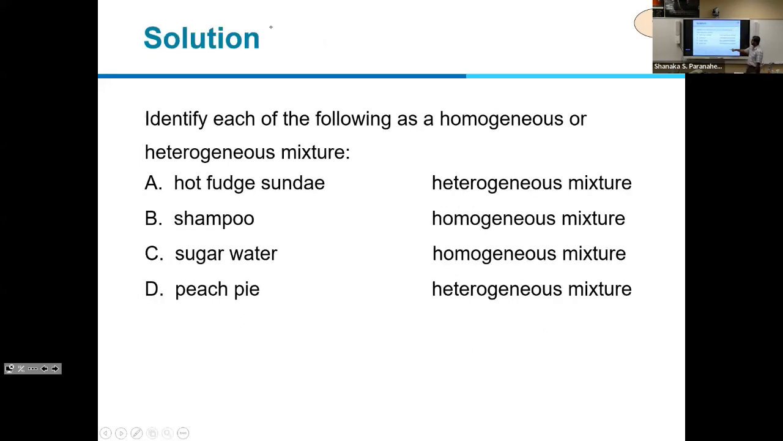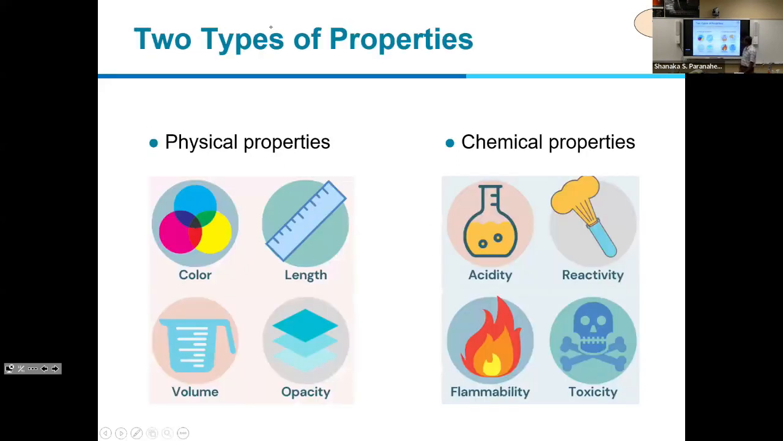Good. So now we have identified the homogeneous and heterogeneous. Now we are going to talk about the properties of matter. There are two different classifications of properties of any matter: physical and chemical. So we can classify some of those properties as physical properties and some as chemical properties. You should be able to identify the difference between the two.